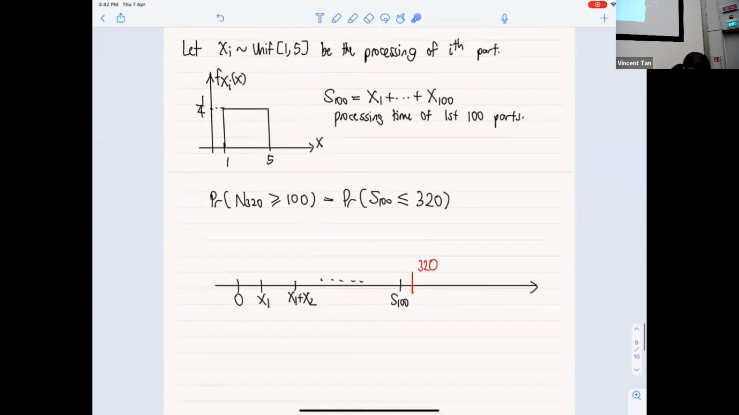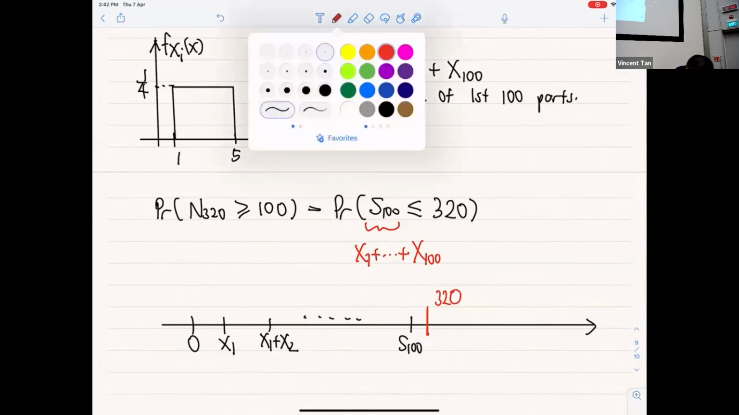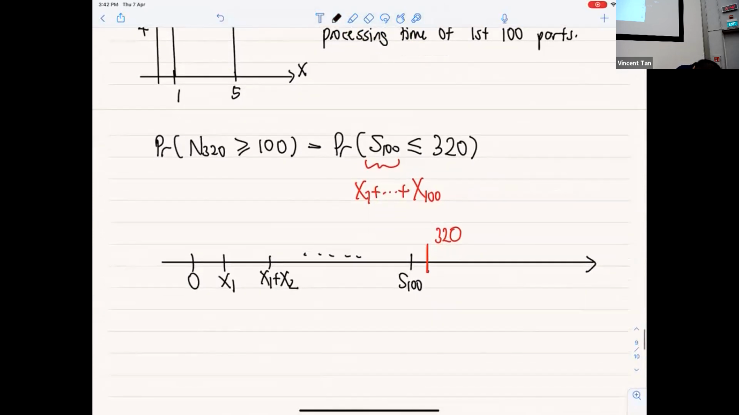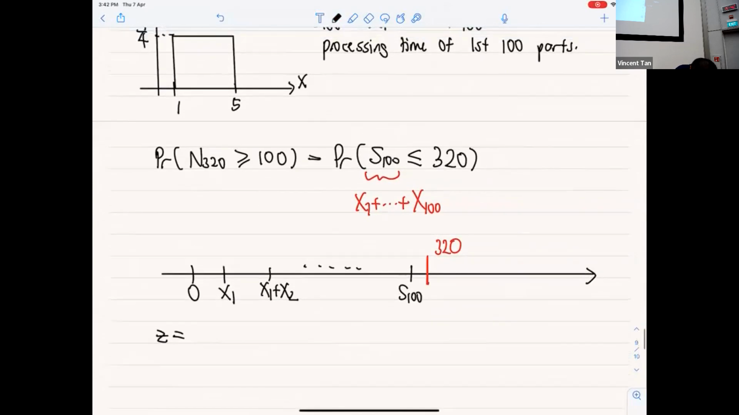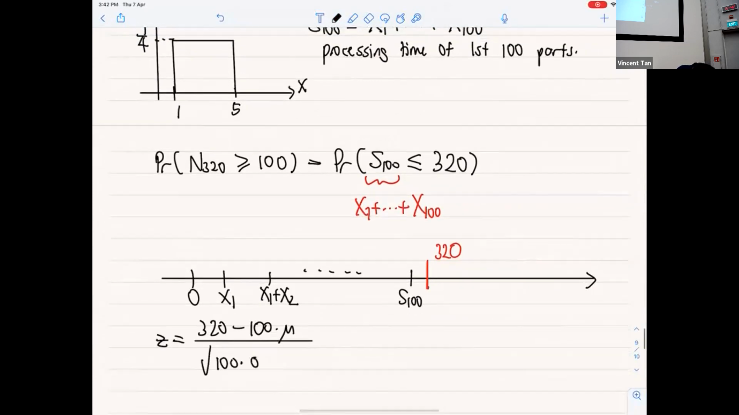Yes, because S is nice. Because for S, we can use the central limit theorem, since S here is X1 plus dot dot dot plus X100. Then we use the standard procedure. So what is the Z? Z is you take 320 minus 100 times the mean, divided by the square root of 100 times the sigma squared. You find the equivalent Z first.